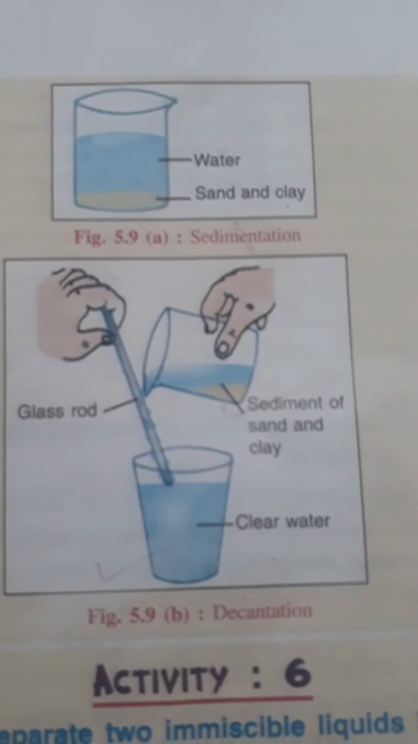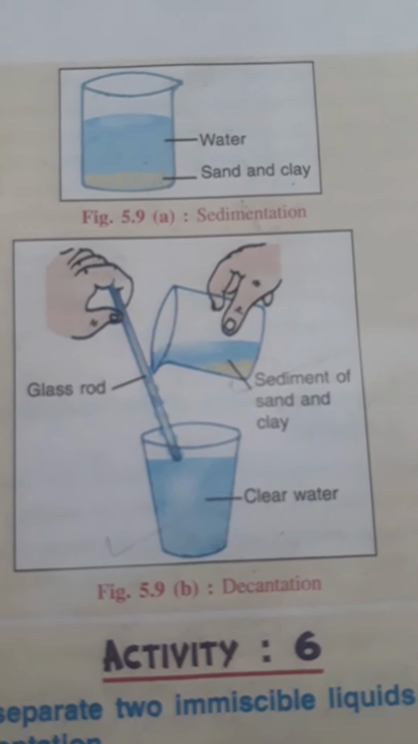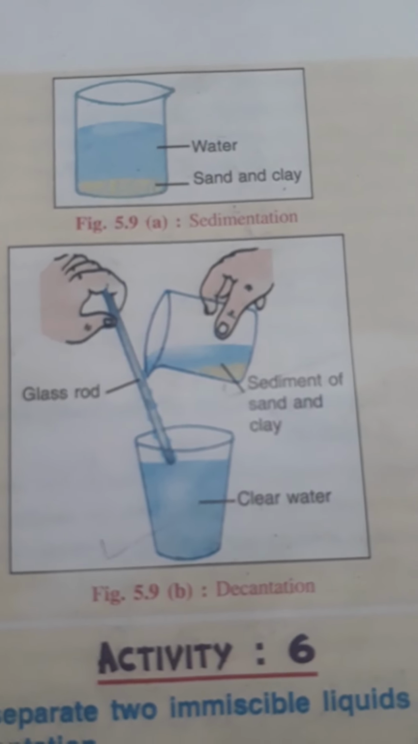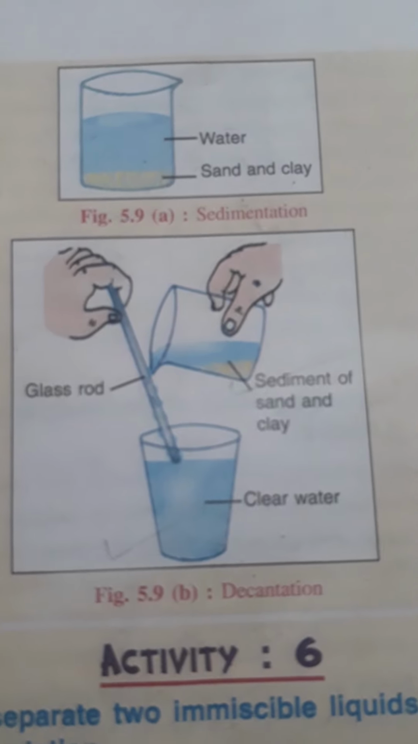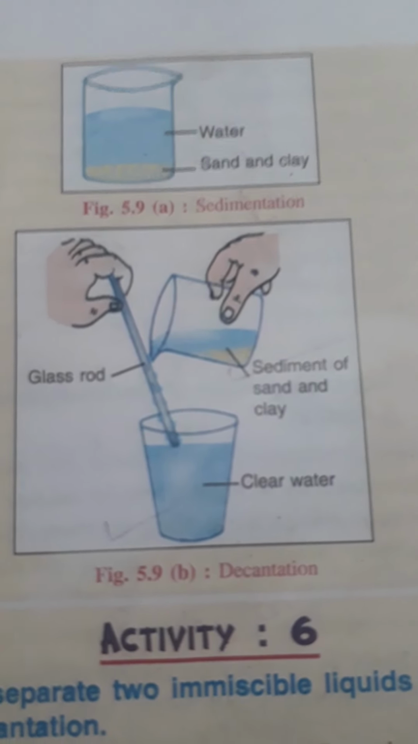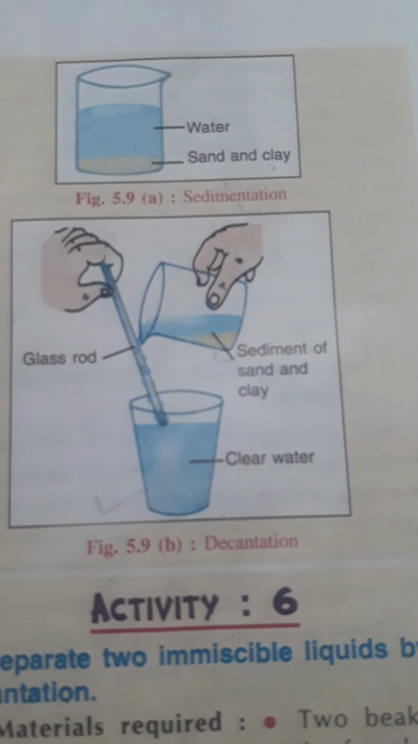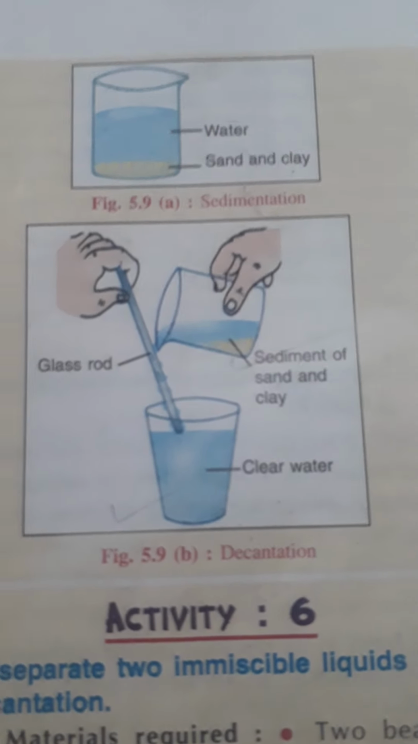Now through these diagrams we explain the sedimentation. In this, the beaker has clear water above, and the sand and clay particles have settled down as sediments. In decantation, we pour without disturbing the sediments and we get the clear water.